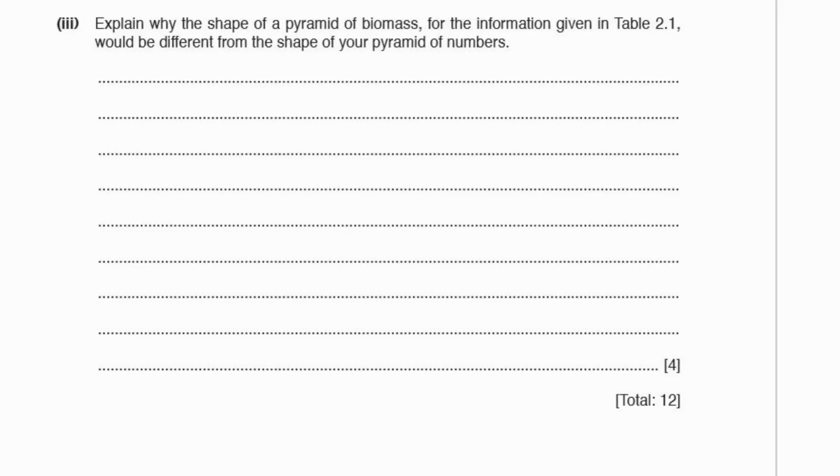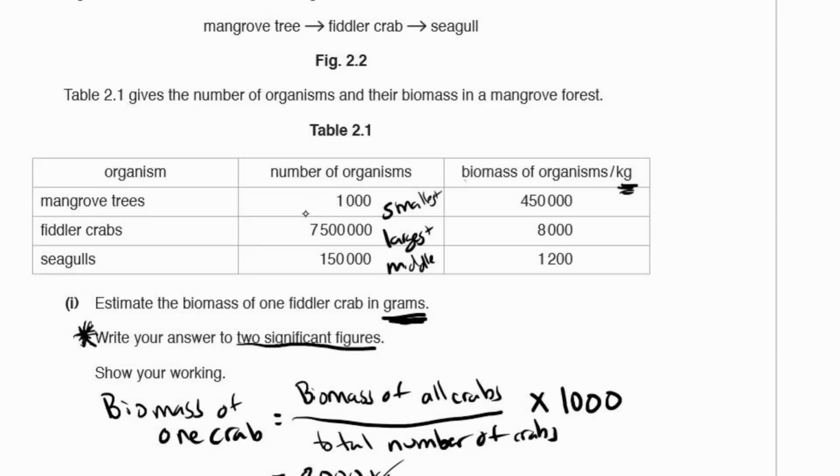3. Explain why the shape of a pyramid of biomass for the information given in table 2.1 would be different from the shape of your pyramid of numbers. All right, let's look at that table again. So we said before the mangrove trees were the smallest. Now, if we look at the mangrove trees for the biomass, they are the largest. The fiddler crabs are the middle, and the seagulls would be the smallest.